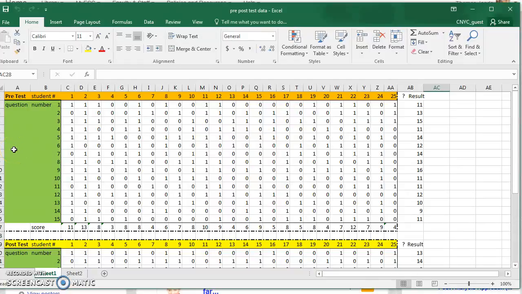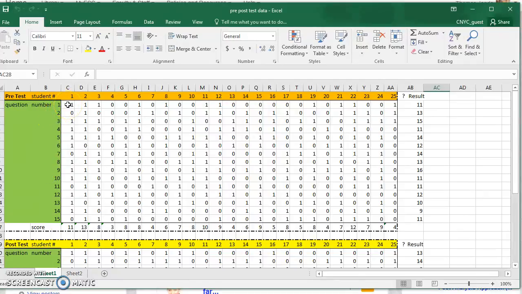I think it's important to look at the questions and to assess not only the students but the questions being asked. So the way I have this set up, and I'm big into color coding, the pretest is orange, the post-test is in yellow. So the pretest results will be here, the post-test results will be here. And these are the question numbers in green.